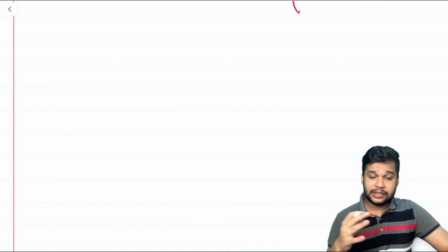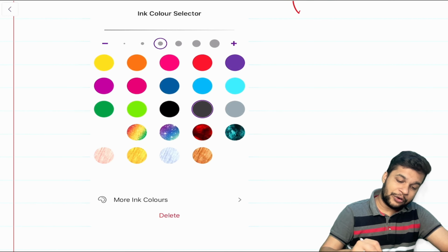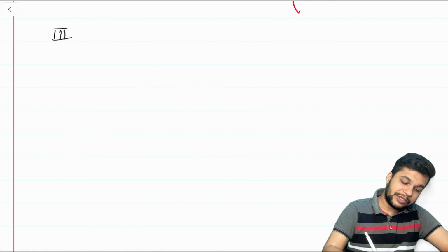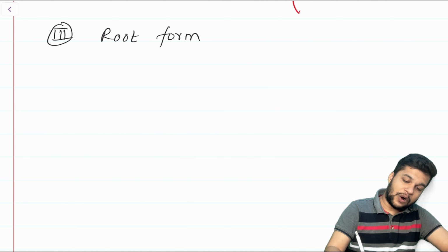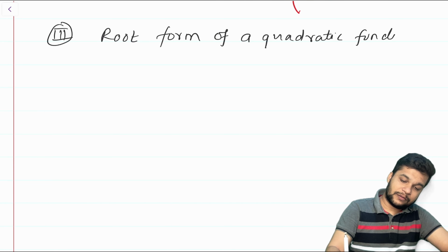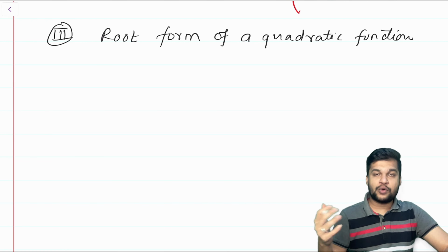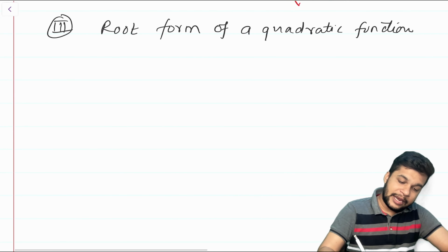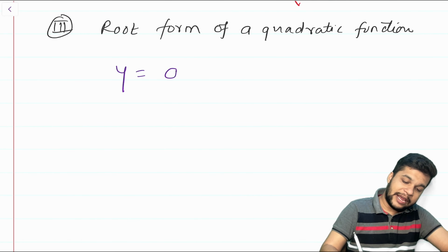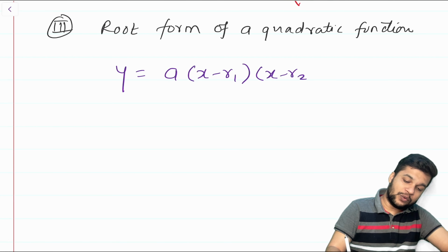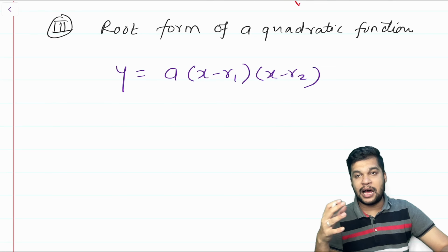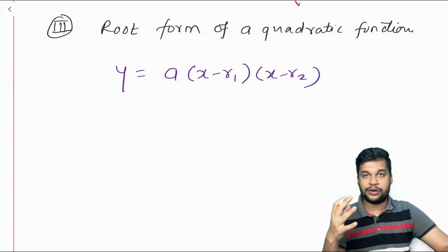Now we are going to discuss the third form of a quadratic function, which is root form of a quadratic function. Okay, so what is the root form of the quadratic function? It looks like y equal to a times x minus r1 and x minus r2, where r1 and r2 are nothing but the roots of the quadratic function.